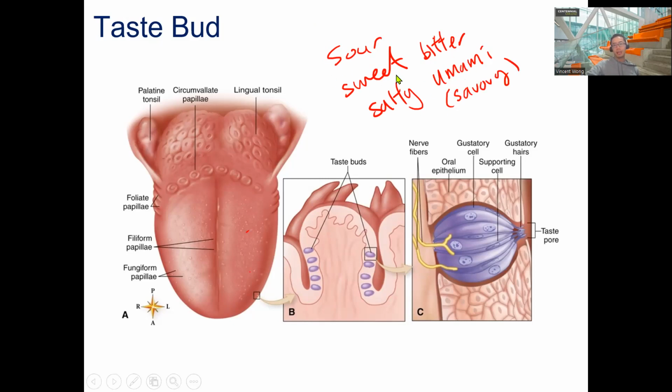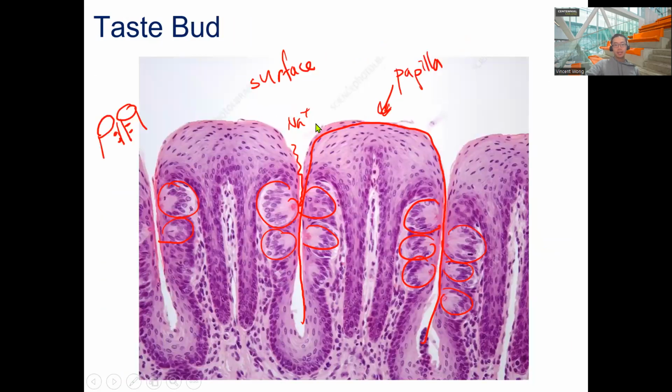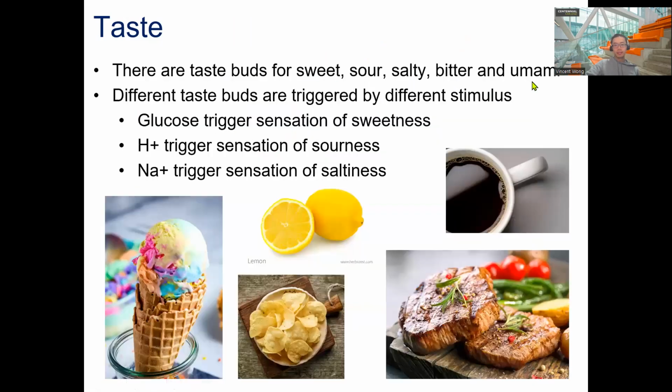So these are the different tastes that we can distinguish, and it's all written here. The five tastes: 1, 2, 3, 4, 5. In order to register these tastes, the chemoreceptors in your taste buds basically have to register different things. Glucose triggers the sensation of sweetness. H+ triggers the sensation of sourness, like if you taste lemon. Na+ triggers a sensation of saltiness.